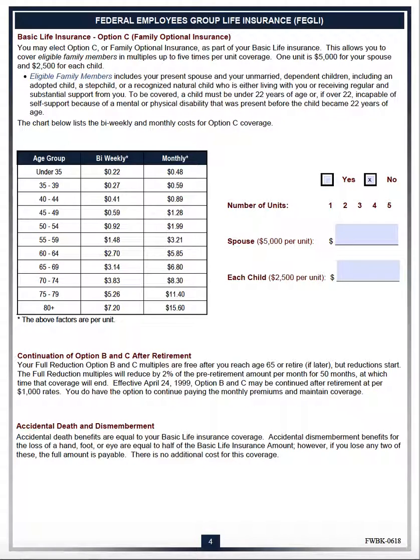On the bottom, we're talking about the continuation of Options B and C in retirement, the really all-or-nothing aspect of those, and then the accidental death or dismemberment that comes with FEGLI. So that's FEGLI in a nutshell.